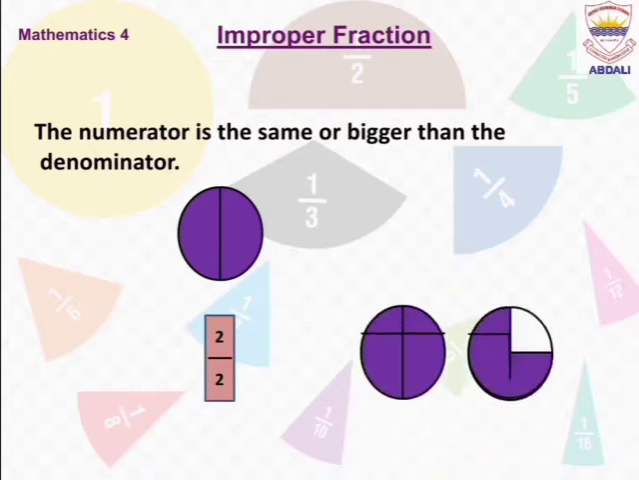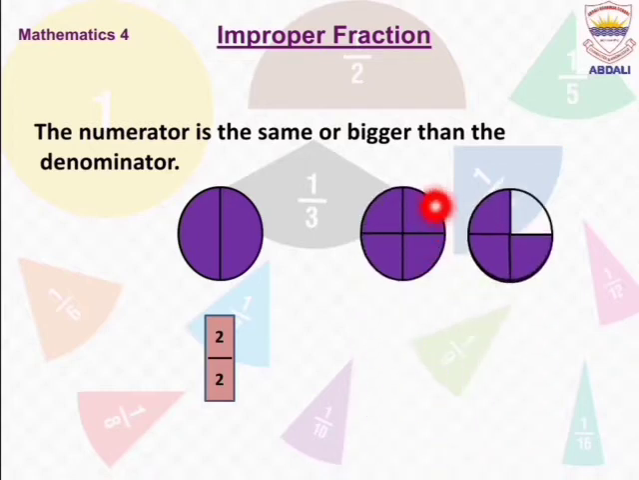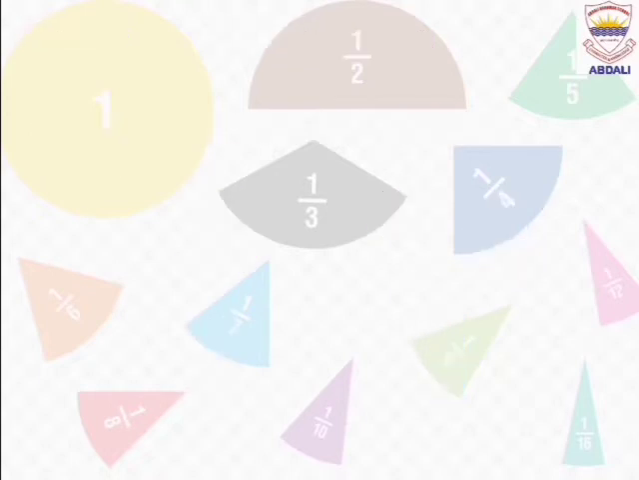Now students, here two circles are given, and both of these circles are divided into 4 parts. In the first circle, 1, 2, 3, 4 parts are colored, and in the second circle only 3 parts are colored. Count the number of colored parts: it is 7. We write 7 in the numerator place, and the 4 parts of the circle go in the denominator place. The improper fraction is 7 by 4.